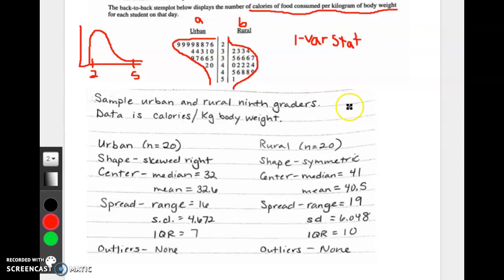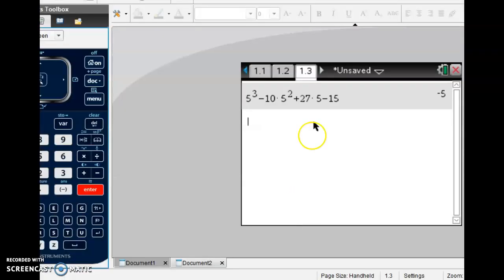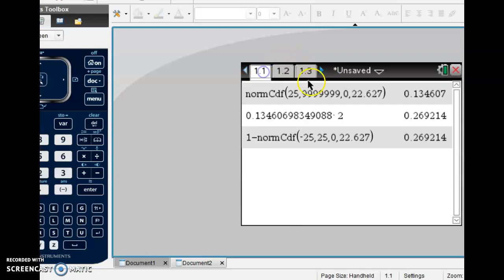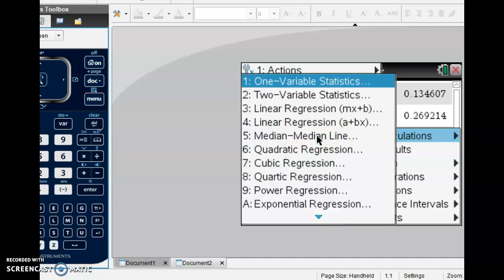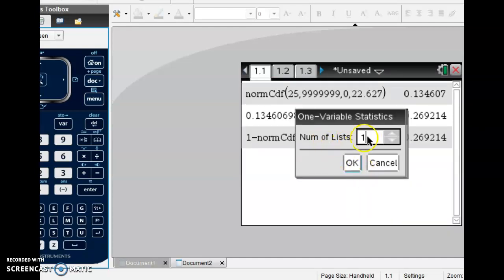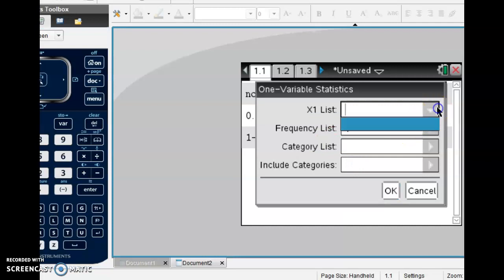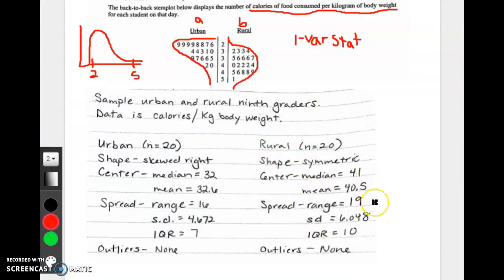If you need help reviewing how to do a one variable stat, I could show you the steps, I guess. I don't think I have any data in here. But if I were to do a one variable stat, keep number of lists as 1. I think I labeled my list U for urban. So here I picked list U, and then keep frequency list as 1, and keep every other list the same as it is, and then click OK. I don't have data in here. I did it on my handheld. But all of these numbers came from my calculator.